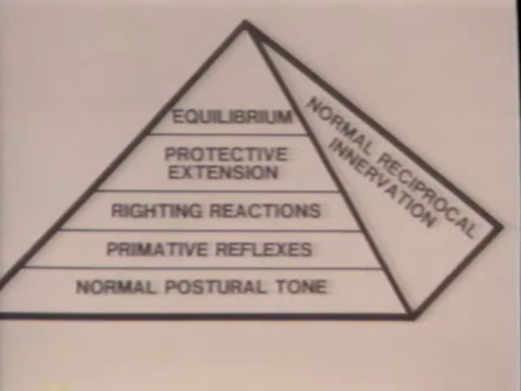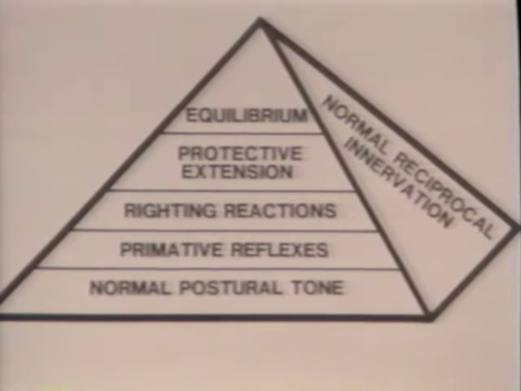And righting reactions basically are reactions that involve the trunk, the upper trunk and lower trunk and the way they move on each other and the separation between the upper and lower trunk. The head in space, optic righting, labyrinthine righting, neck righting, and all of those things tend to keep us more vertically oriented in our environment. And of course, all of those things are very important to be integrated in movement patterns that are involved in normal walking.